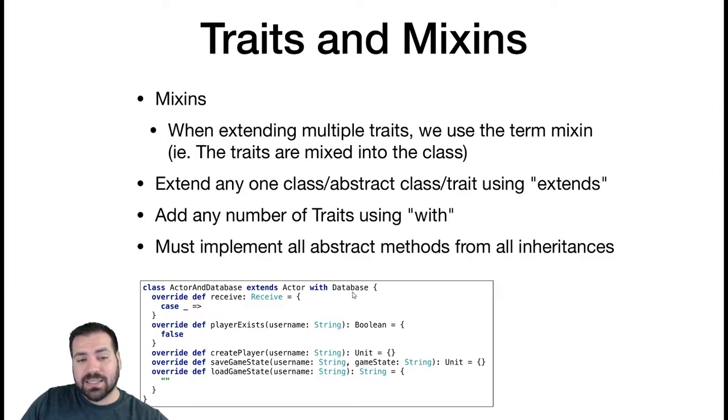As long as all the mix-ins are traits, we'll get all of the behavior of all of the classes that we're extending and mixing in. So we get all of that functionality, but we can only extend one constructor. So only one class that has a constructor. Actually, now that I say it, actor might be a trait. It's possible. But if you're just extending two traits, just pick one of them for the extends and with all the other ones.